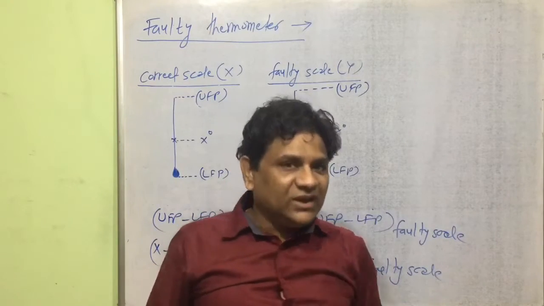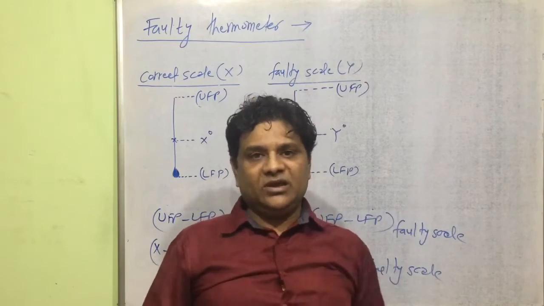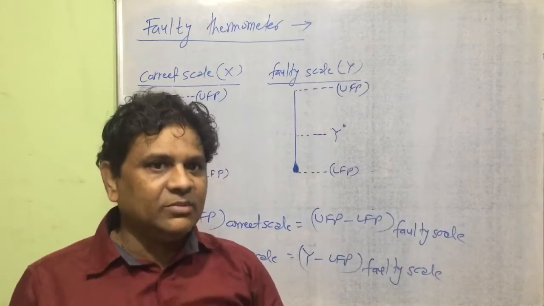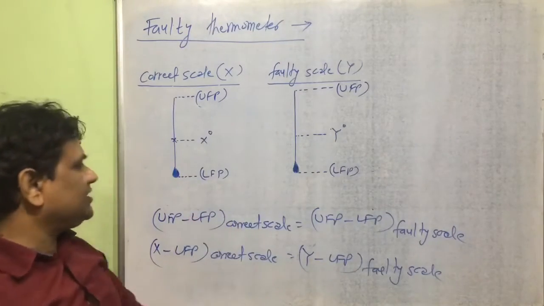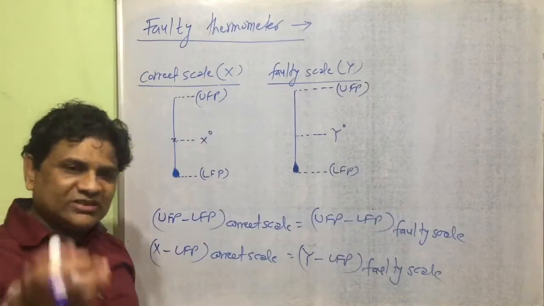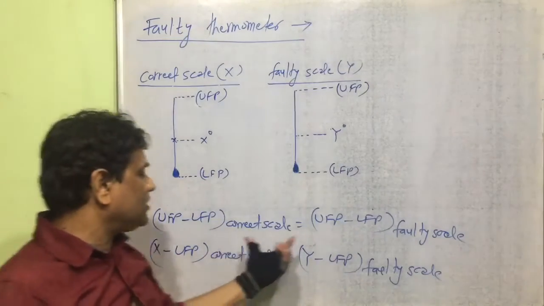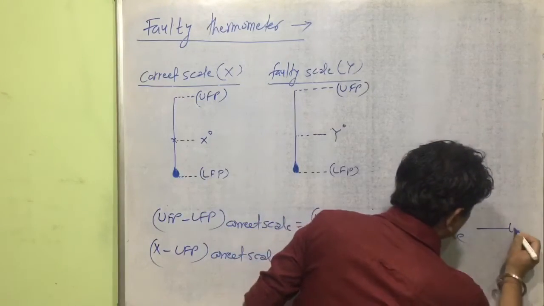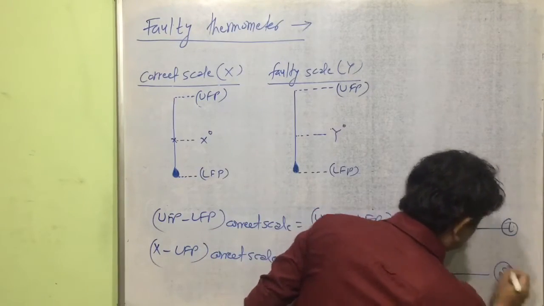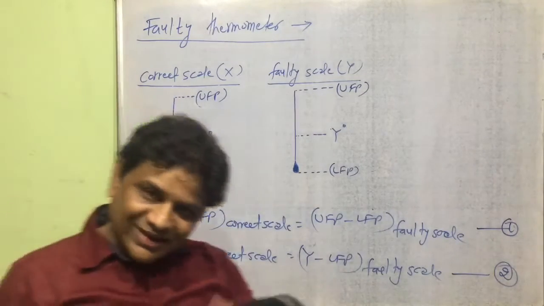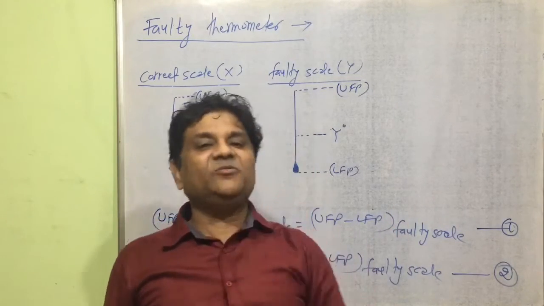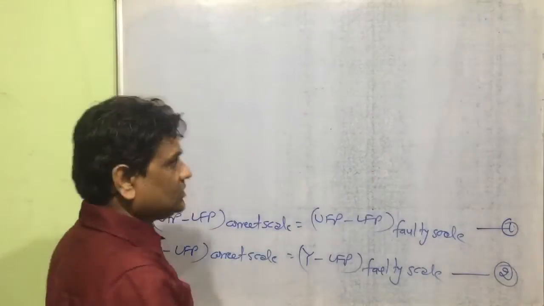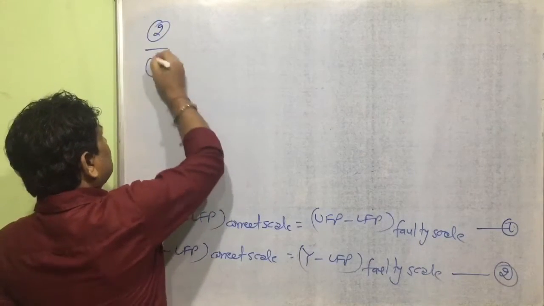Two important relations we are developing in class with the help of one statement: the length of all scales is the same. So for the same length, the length of the correct scale is equal to the length of the faulty scale. For the same length, X minus lower fixed point on the correct scale is equal to Y minus lower fixed point on the faulty scale. This is relation number 1 and the earlier one is relation number 2. Now dividing these two relations, 2 divided by 1.